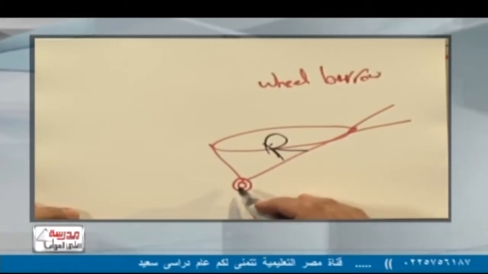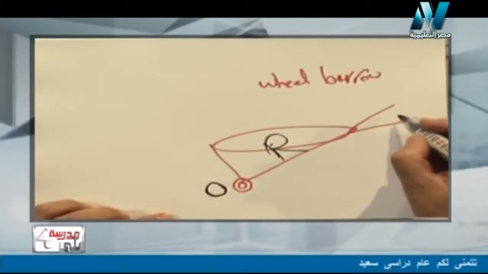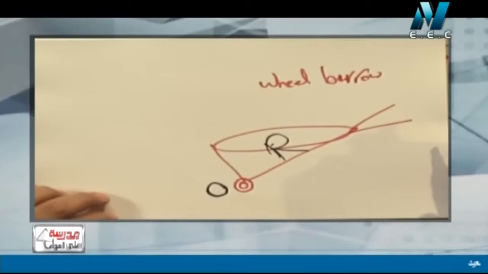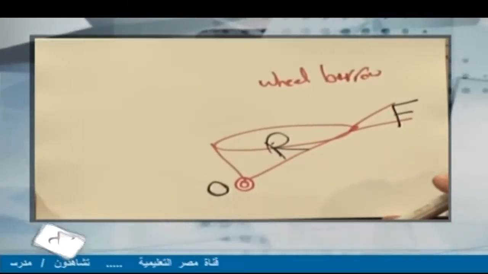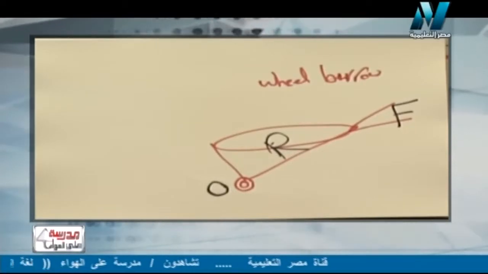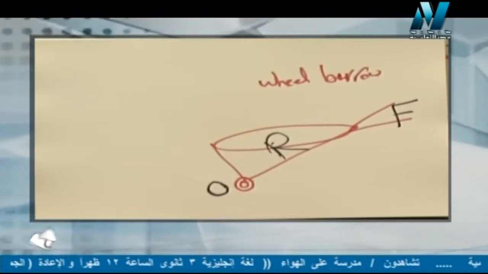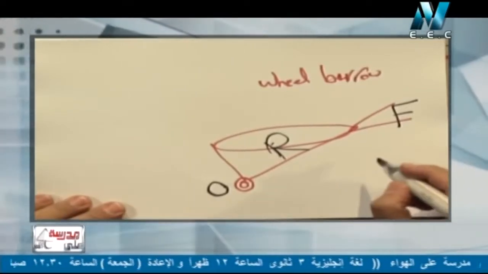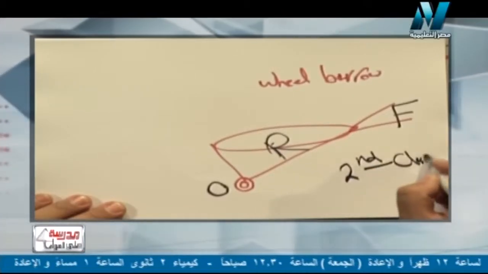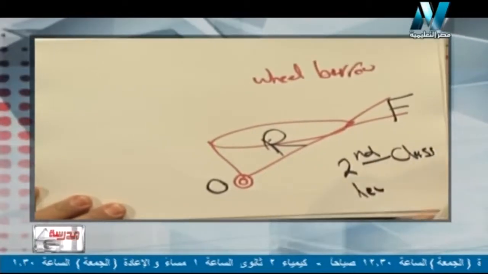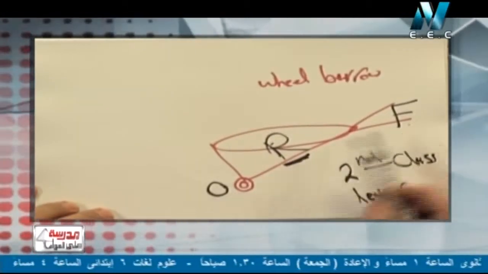This only wheel will be the fulcrum or O, and the place where I use this wheelbarrow will be the effort force. So which point is in the middle? Surely the resistance force R will be in the middle. So it will be what? I can hear excellent pupils say it will be a second class lever. Why is it a second class lever? Because it has the resistance between the effort force and the fulcrum.